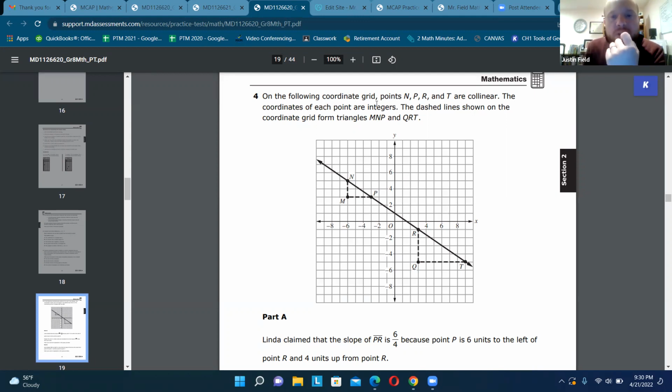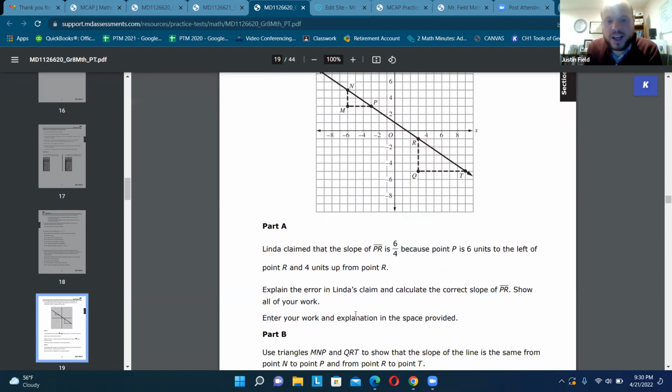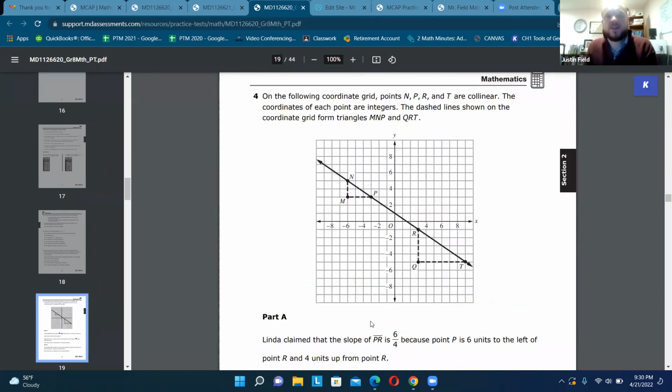On the following coordinate grid, points N, P, R, and T are collinear. That means they all are in the same line. The coordinates of each point are integers. That means no decimals. The dashed lines shown on the coordinate grid form triangles MNP and QRT. Linda claimed that the slope of PR is 6/4 because P is 6 units to the left of R and 4 units up from point R. Explain Linda's error and calculate the correct slope. Sorry, Linda, you did it wrong.